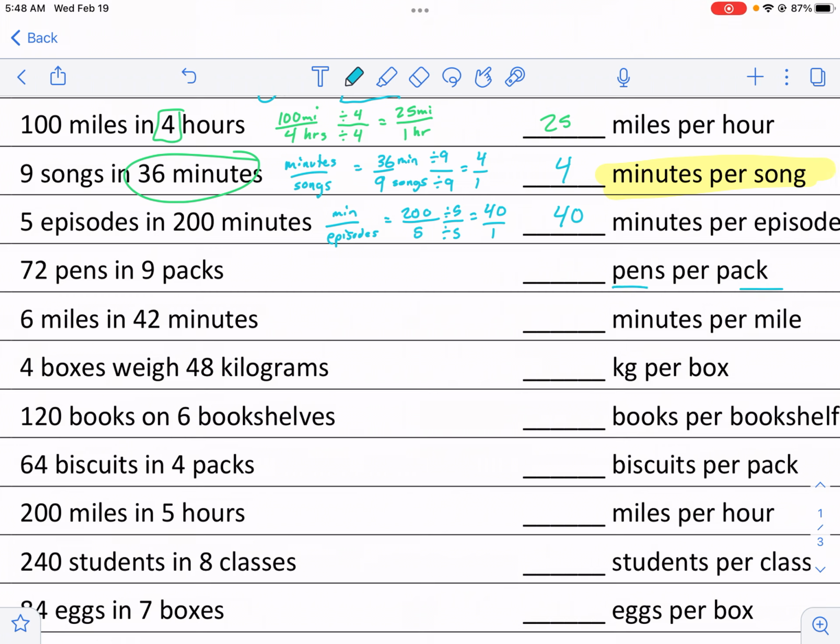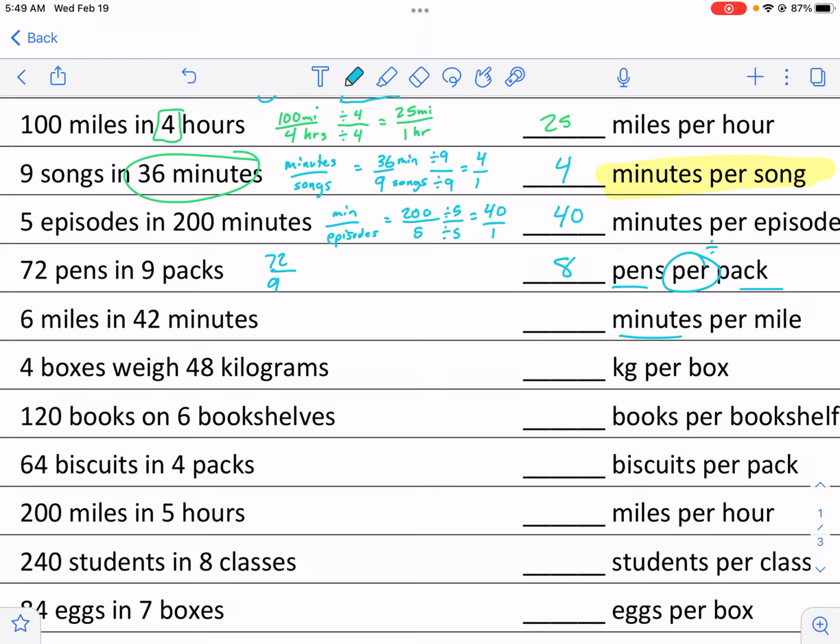Pens per pack. Okay, again, this means divide. Per means divide in math. So we have 72 pens over 9 packs, and then we go from there. So 72 divided by 9, that is 8. 9 times 8 is 72, so we get 8 pens per pack.